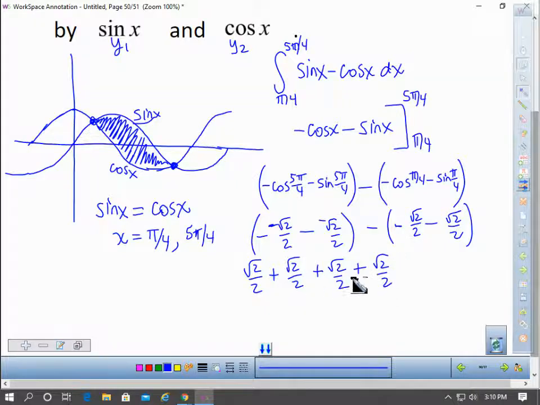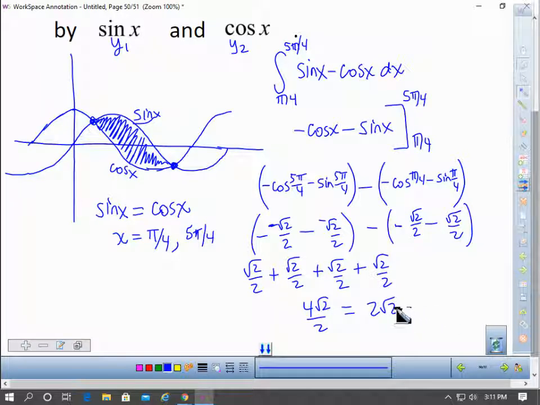So really, what have I got here? I've got 4 radical 2's over 2, which the answer is 2 radical 2. All right, so the answer is 2 radical 2. And then if you math 9 it, you're probably going to get 2.828, I believe the decimal is. I believe that's what it is.